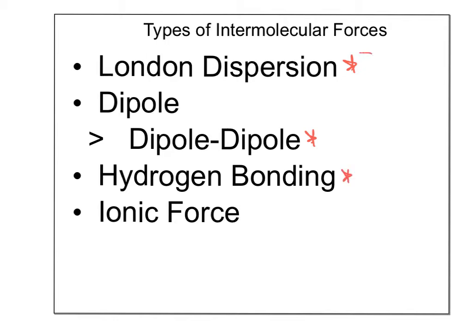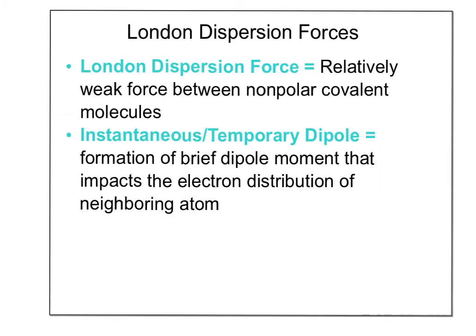All of these happen in covalent molecules, when we clone covalent molecules. And then an ionic force, like we said, happens in those ionic bonded compounds. We're not going to focus on those as much in this video. Mostly we're going to focus on the three with the stars.